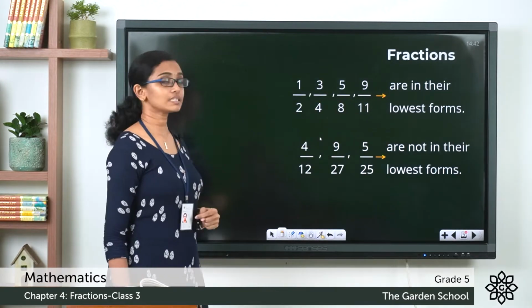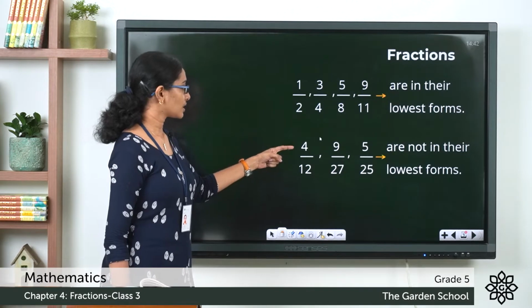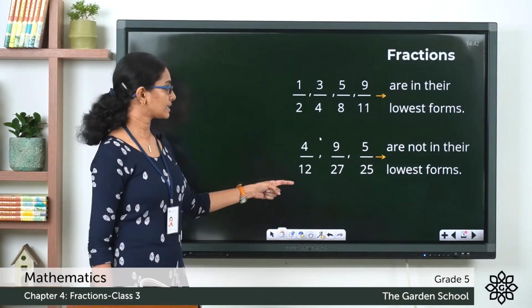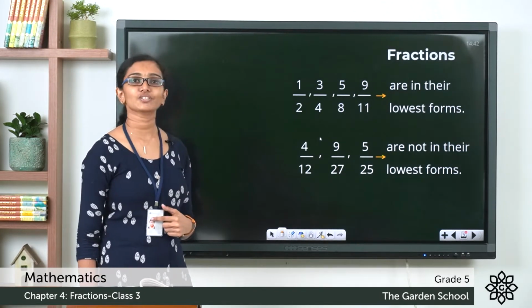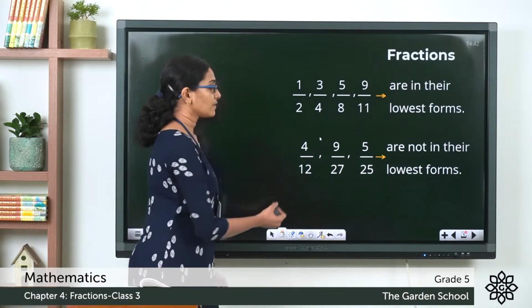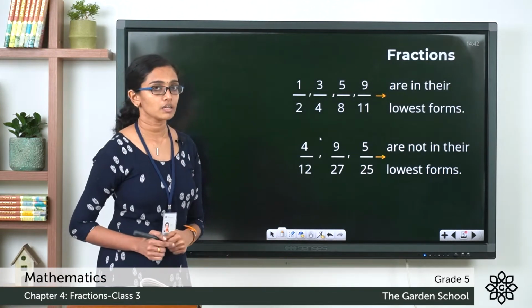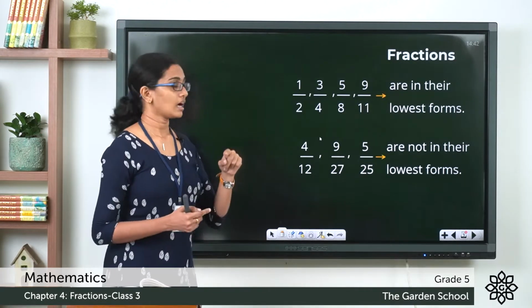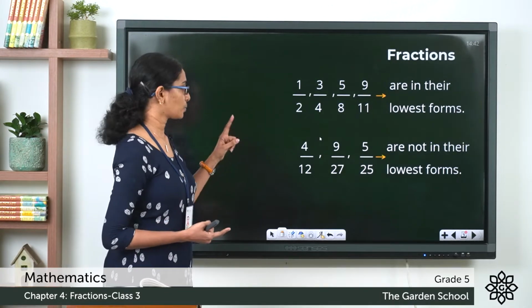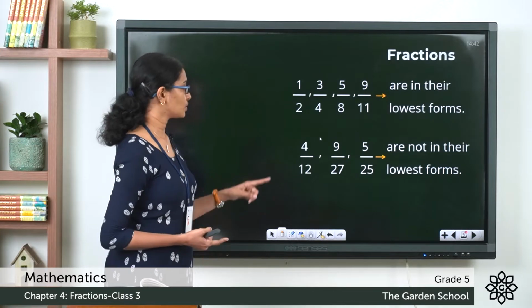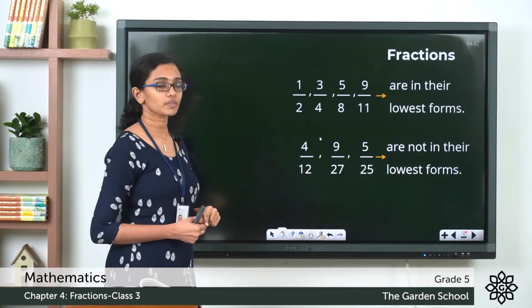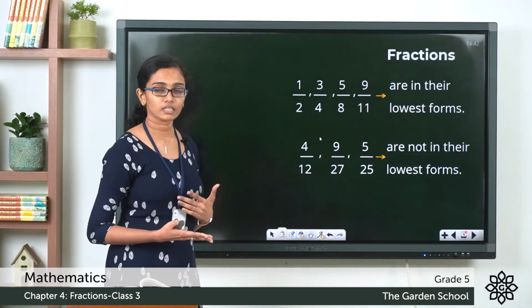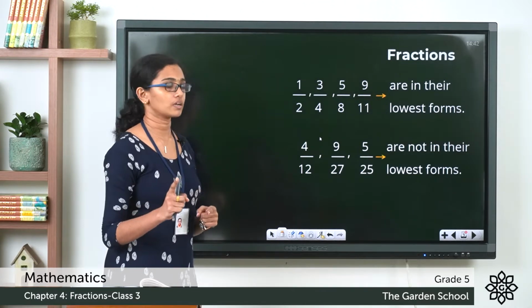Now look at these examples. The numerator here is 4, the denominator here is 12. Do they have any other factors than 1? Both these numbers, 4 and 12, have the factors 1, 2 and 4, right? So there are more factors than the factor 1.